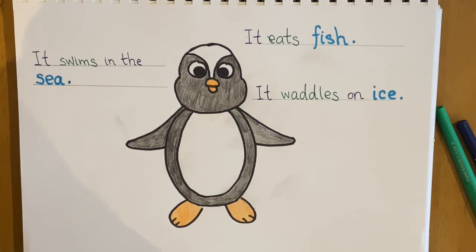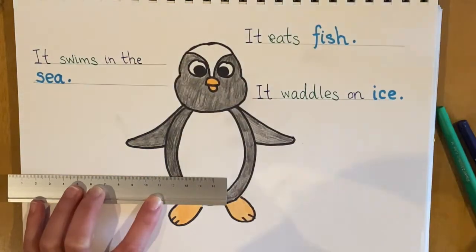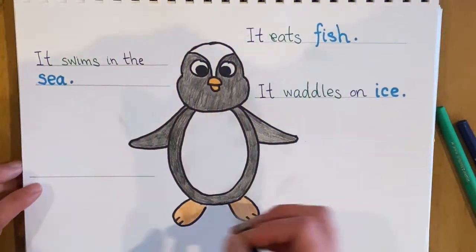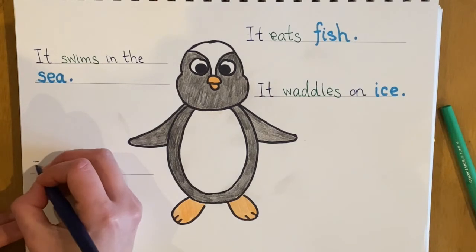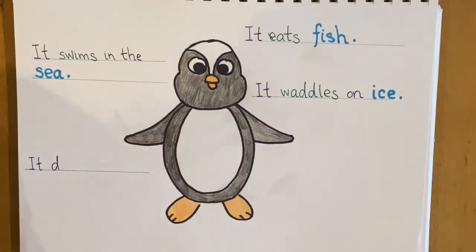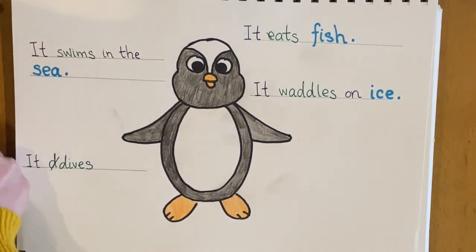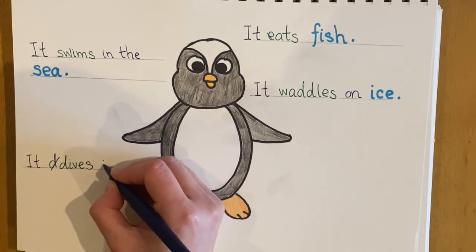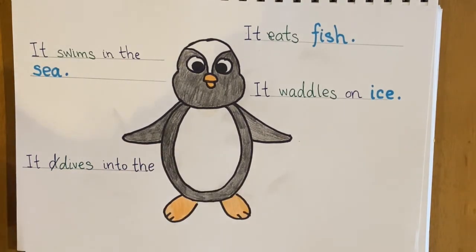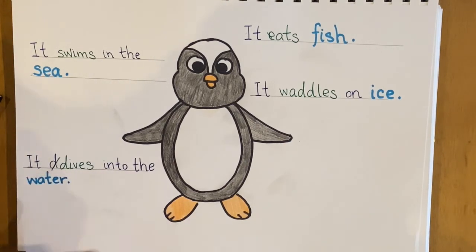And let's do one more. I want to do it dives. It dives into the water. That's a bit of a longer sentence. It dives. Wrong color. I need my green for verbs. It dives into the water. It dives into the water.